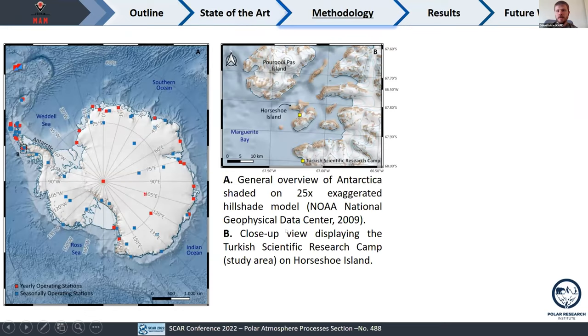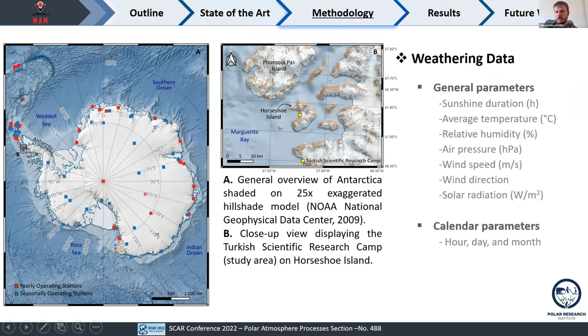And here is our study area. Our country has a temporary scientific research camp on Orsay Island in the Antarctic Peninsula. We got weather data from almost a 2-year period that we will present today. And the measured parameters are the straightforward ones, from sunshine duration to solar radiation, within a specific calendar time.